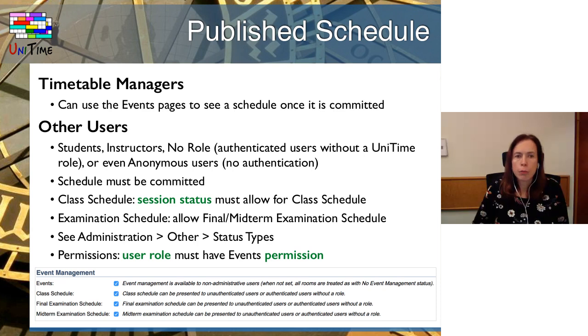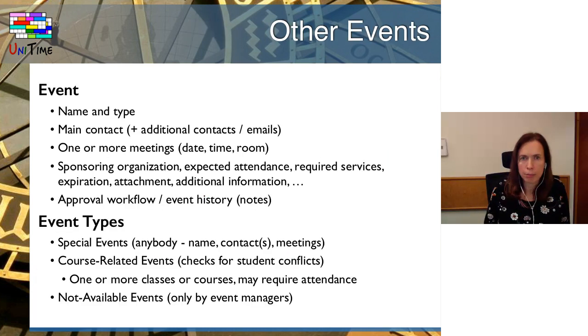The conditions for the timetables to be seen, as I mentioned, the timetables must be committed. Then the session status must allow for schedules to be published in the event management. There is a small screenshot of that part of the screen at the bottom of this slide. And also users have certain roles in UniTime, and those roles must have events permission. So there are a few conditions to meet to see timetables in the event management.